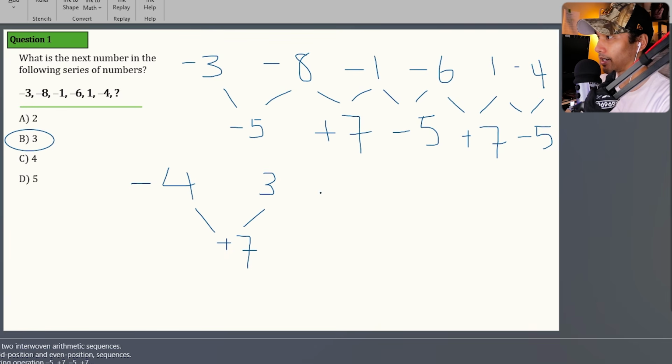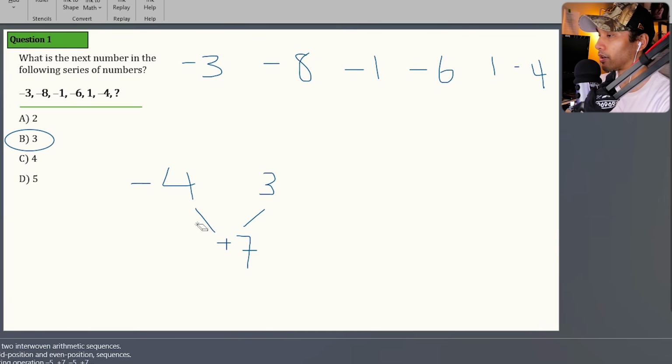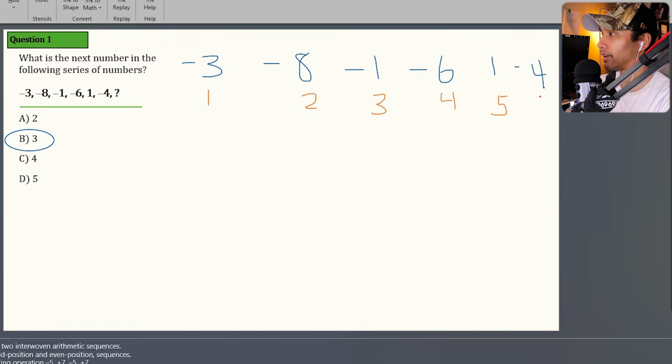Now, I know that there's another pattern going on. This may happen on the test, where you find another operation to figure out the answer. Can you tell me what the operation is? We have a pattern within the odd and the even numbers, right? What I mean by odds and evens are the terms 1, 2, 3, 4, 5, and 6. So I'm going to write these down.